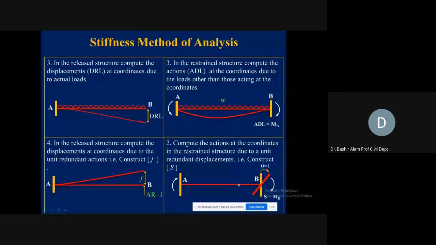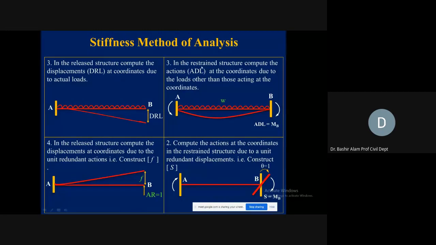Process is the same. लेकिन फ्लेक्सिबिलिटी में हम क्या करते थे, हम DRL मैट्रिक्स जनरेट करते थे. वहां पे हम डिस्प्लेसमेंट्स में हम थे इंटरेस्टेड. यहाँ पे आप क्या करेंगे, हम एक्शंस जो है ना वो find out करेंगे in order to create the ADL matrix. So in the release structure, compute the displacement, which is DRL at coordinates due to actual loads. ये क्या था corresponding, अगर आप AR का देख लें तो यही displacement हम calculate करते हैं.